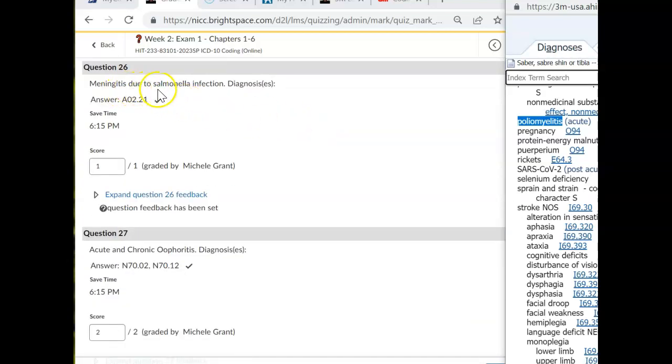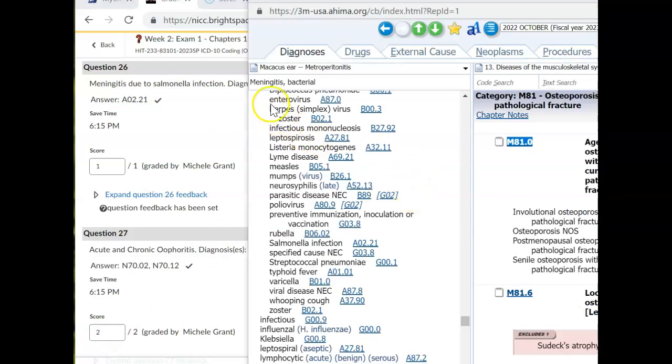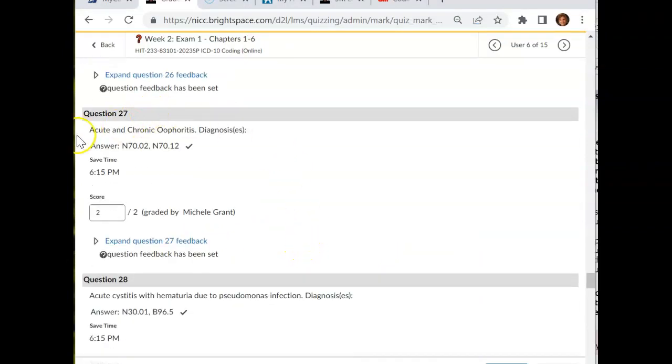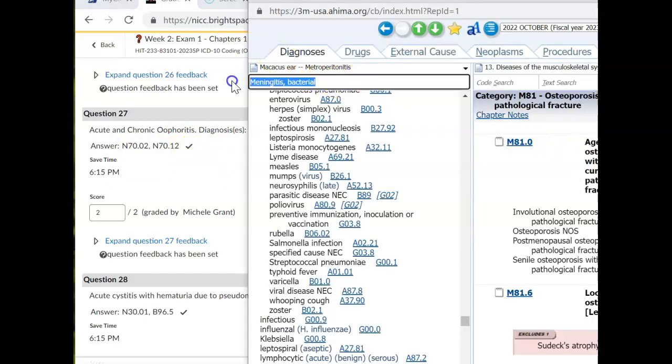Okay, we have meningitis due to salmonella infection. So I kind of did it. You can actually find this code a couple of different ways. I went to meningitis, bacterial. If you go down to salmonella infection, you're going to find the A02.21. All right, this one here is a good example. Acute and chronic oophoritis. One thing to remember, both these codes are at the same indentation level. I'm going to go ahead and pull them up just so you can see.